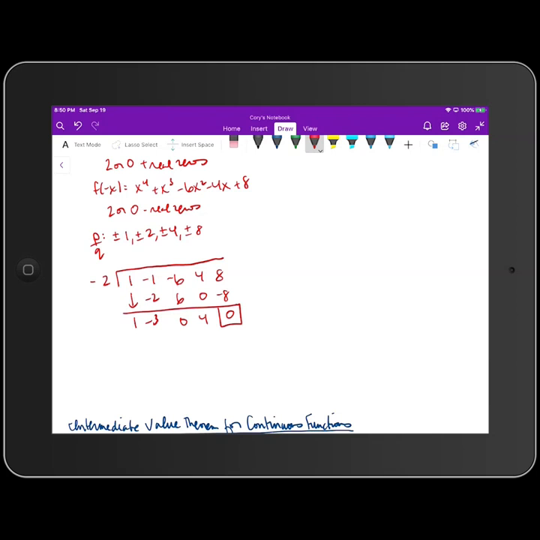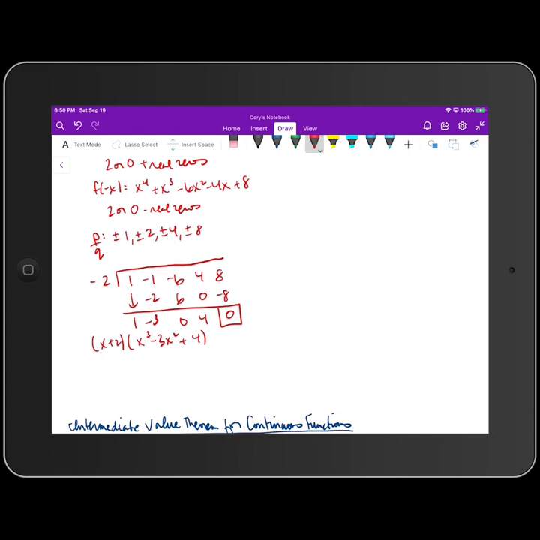Okay, so if negative 2 is a 0, x minus that number, so x minus negative 2, which is x plus 2, is going to be a factor. And when we factor that out, that's going to leave me with x cubed minus 3x squared plus 4.